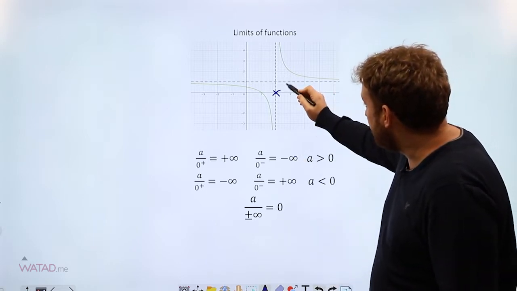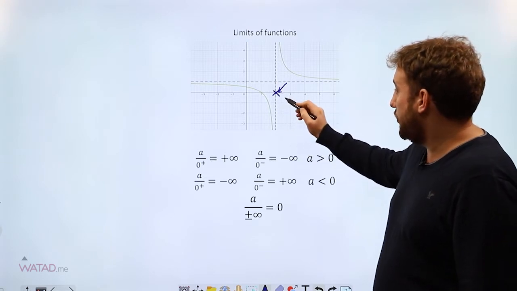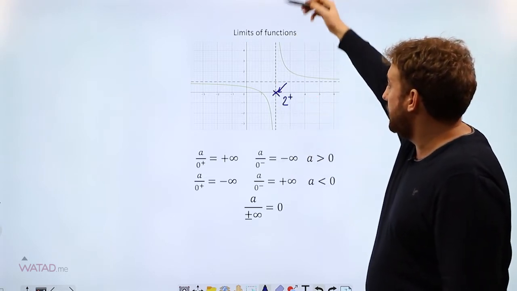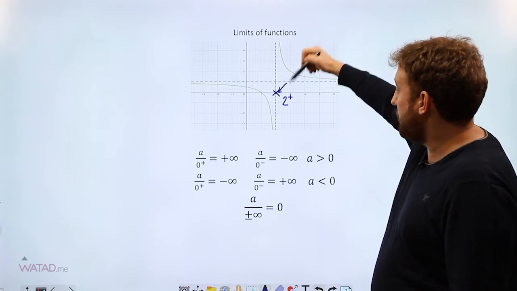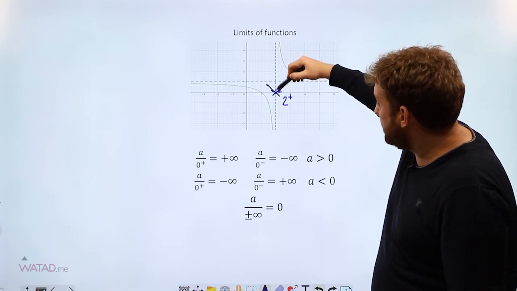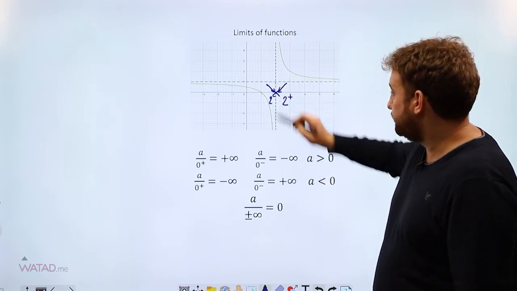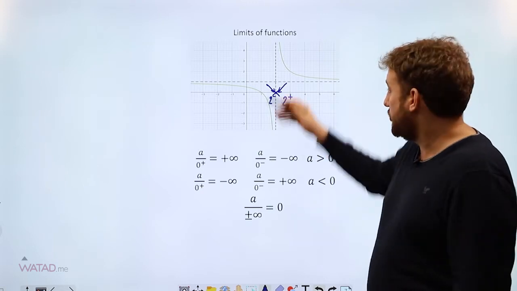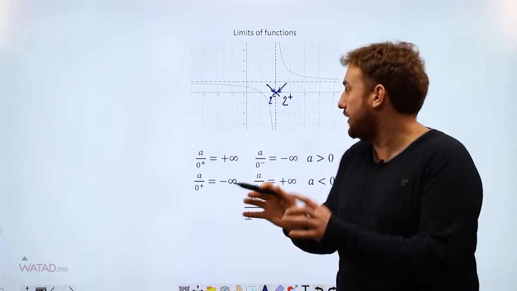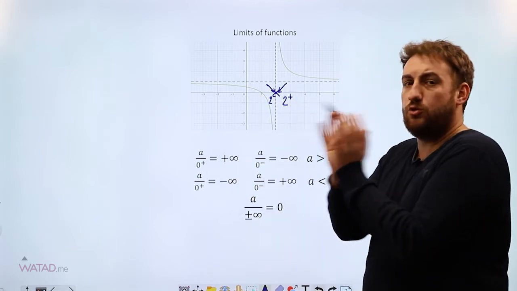So here you see that if x gets closer to 2 from the positive side, which will be denoted by 2 plus, the function is increasing. So the limit of this function at 2 plus will be plus infinity. Similarly, if we get closer to this from the negative side, which will be denoted by 2 minus, you see that it will go to minus infinity, which is not always the case. You may have the opposite.